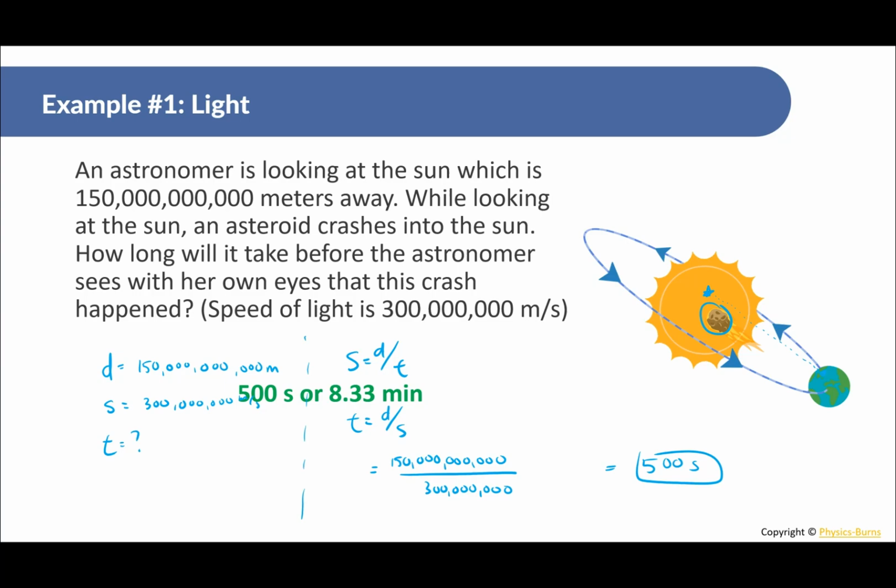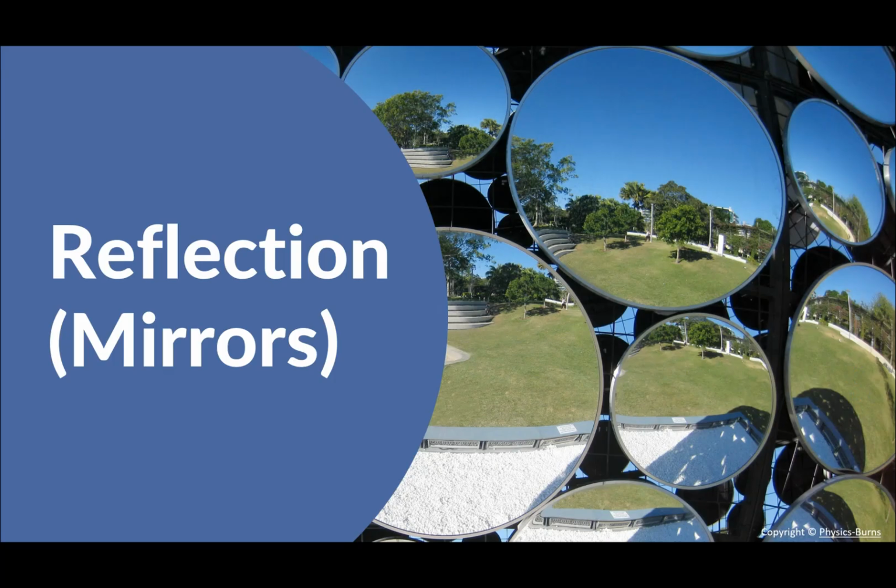All right, so that's pretty much it. That's pretty much the basics of light and how it works. Of course, there's a lot more to it, but these are the basics of what we need to know for this chapter. Next we're going to talk about reflection and mirrors, so I hope to see you there. Thanks for watching, everyone.